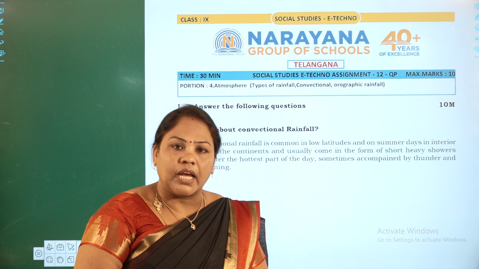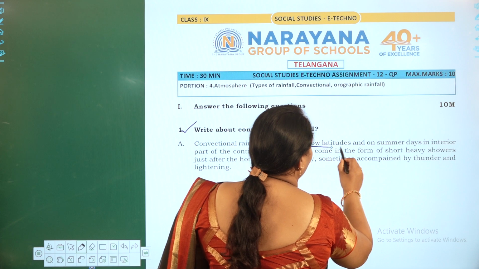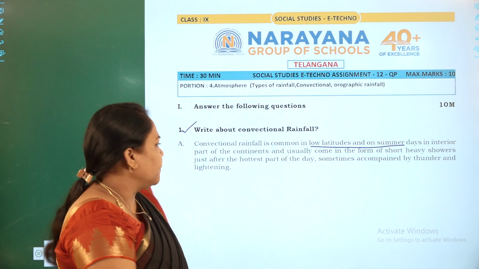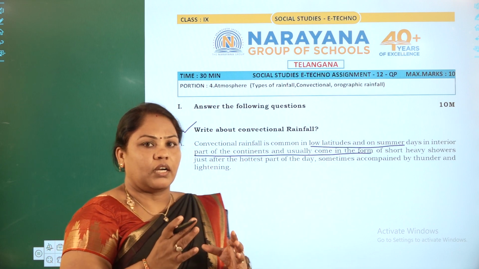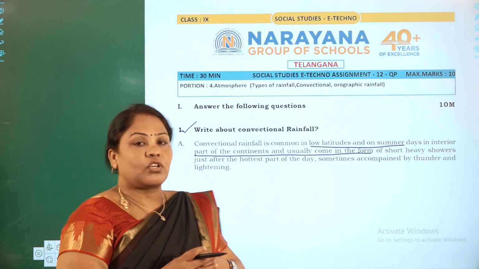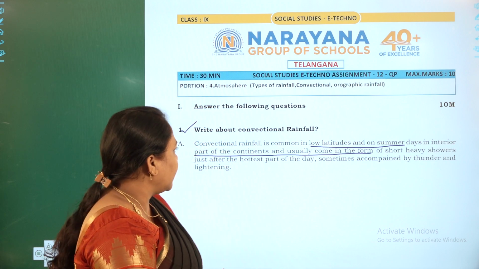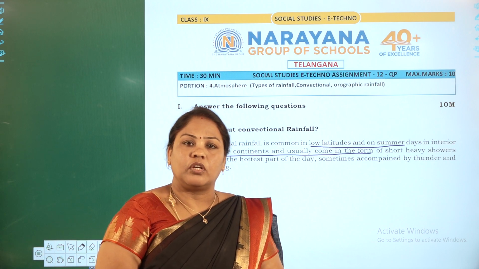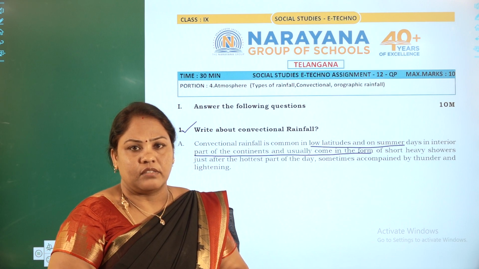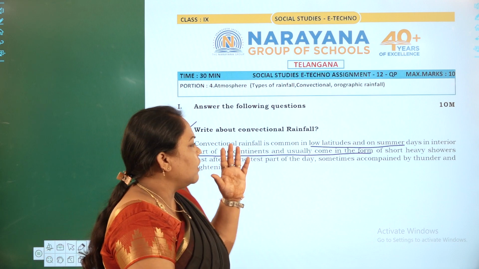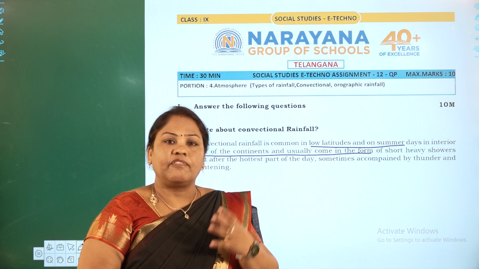Yes, this is one type of rainfall. It is common in the low latitudes, only on the summer days, in the interior parts of the continents, and usually in the form of short, heavy showers just after the hottest part of the day. Children, convectional rainfall occurs in the low latitudes, especially on the summer days, and that too in the interior part of the continents.